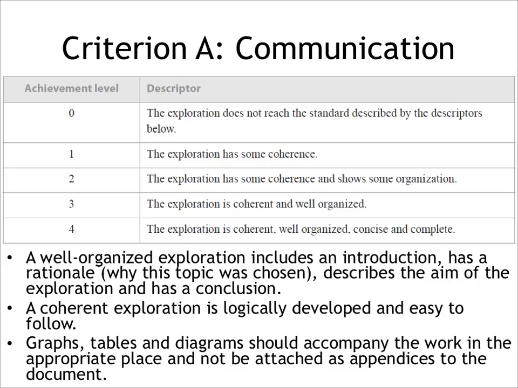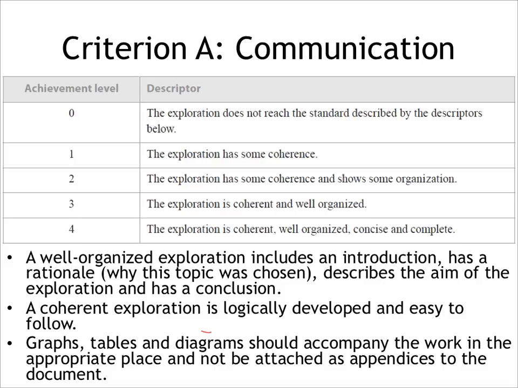Now, the way that this works is that whoever grades your internal assessment will start at achievement level 0, and you will stay at a 0 unless you accomplish number 1. Okay, the exploration has some coherence, and then they'll give you that if it's somewhat coherent. Okay, if you can kind of read through it, and there's some organization, you'll move up to level 2. Okay, there's no jumping a level. You have to go from level 0 to 1 to 2 to 3 to 4. If you have things for 4, but you do not have things for 3, you can't get up to a 4. You would stay at a 2. So it's important that you recognize that you have to start at 0 and work your way up from there.